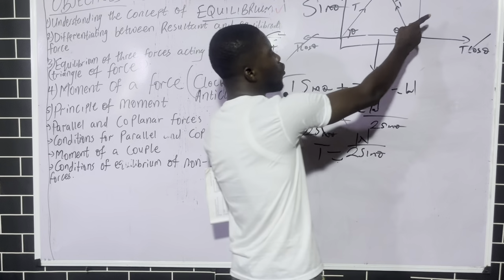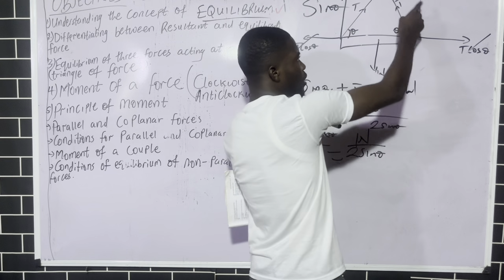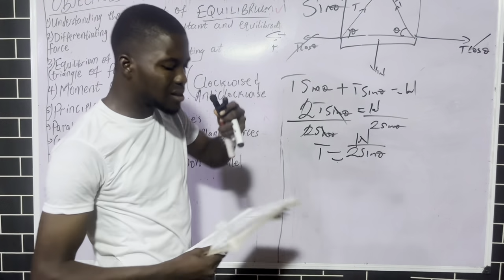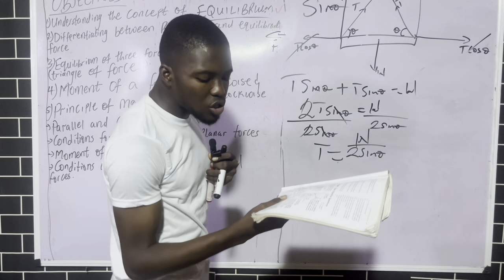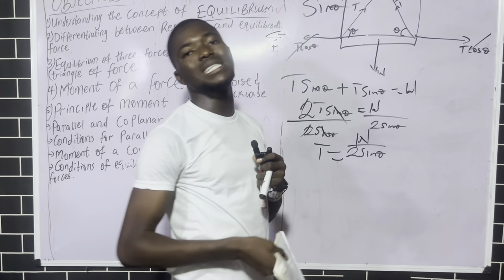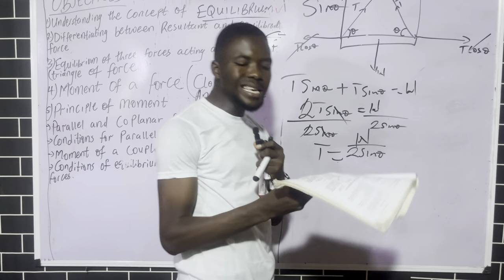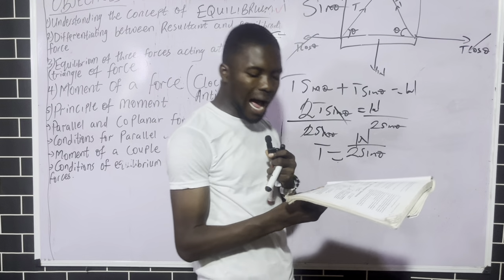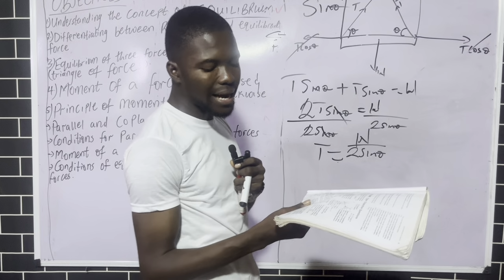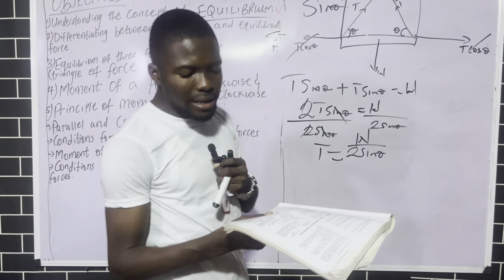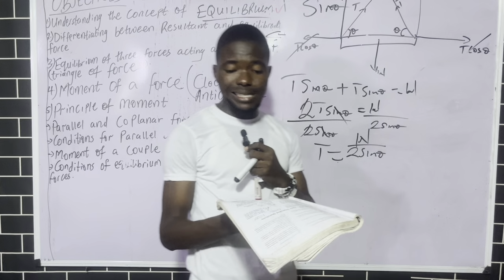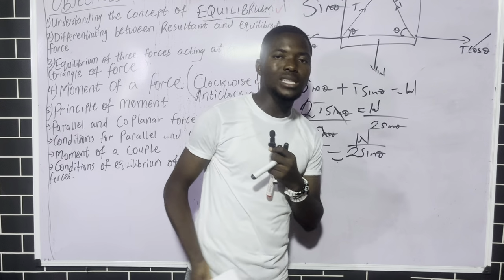If the angle was here, what do you have to do? 90 minus theta. You get your angle inside. As simple as that. They now ask which of the following statements are correct? I. T increases as theta increases. II. T decreases as theta increases. III. T is maximum when theta is 90 degrees. IV. T is minimum when theta is 90 degrees.